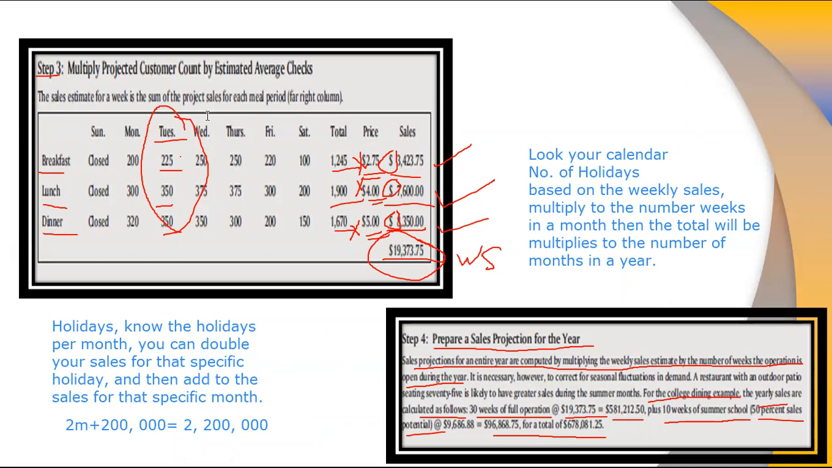Okay, so that's it for the computation for the sales per year, as well as the computation for the customer count and the computation for the average check. If ever you have questions, kindly ask me.